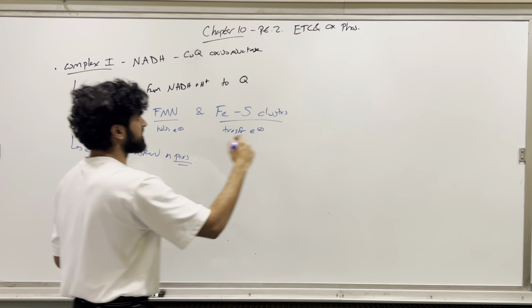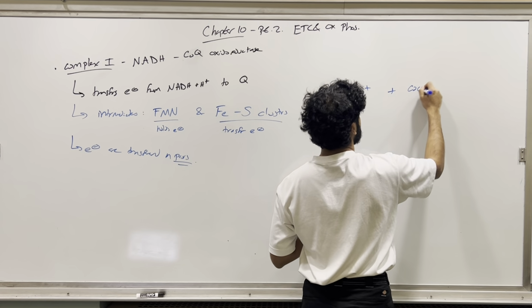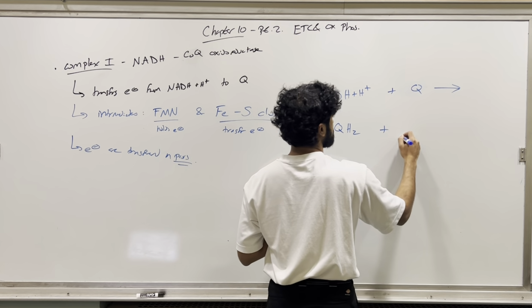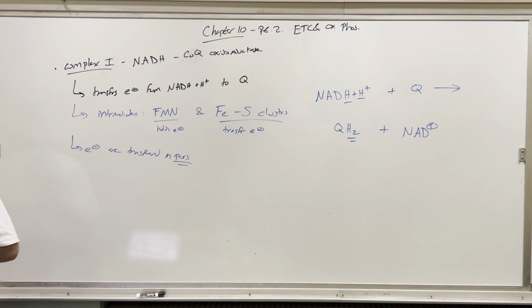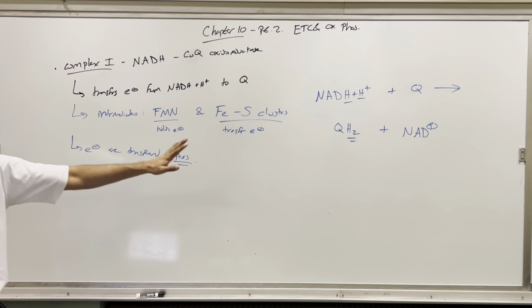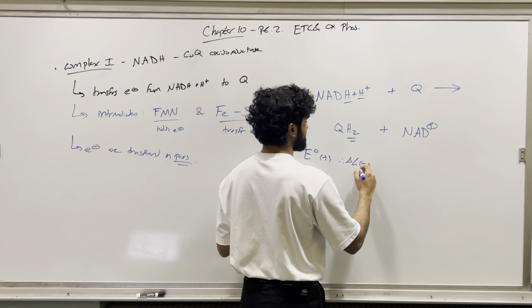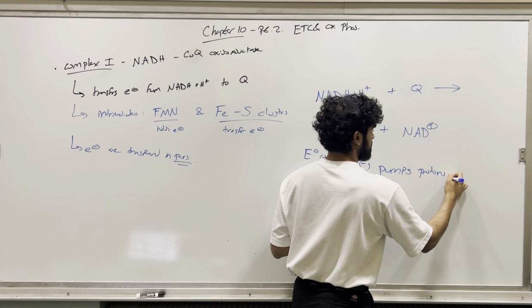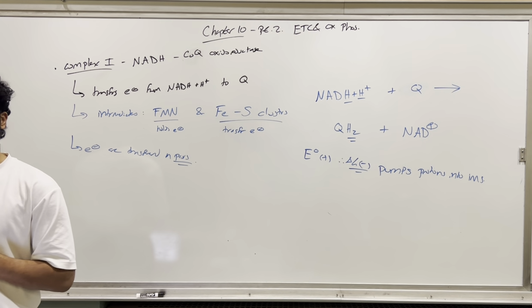The overall reaction makes sense. Why I always put that H plus there now, doesn't it? And that overall reaction, like we said before, has an E standard that is positive. Therefore, the delta G is negative. And this delta G is negative enough to pump protons into the intermembrane space against their concentration gradient. Yes? Good.